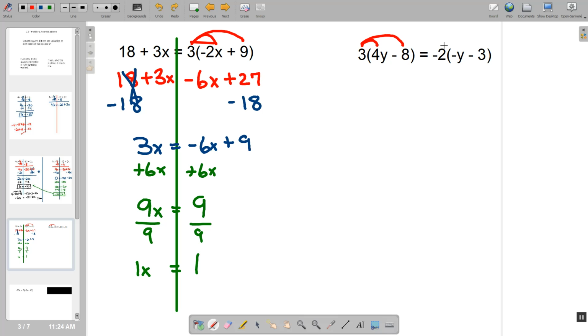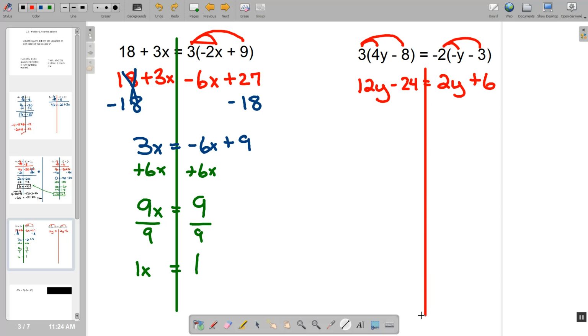First step is double distributive property. So I'm going to get 12y minus 24 is equal to negative negative makes 2y. Negative, negative makes positive 6. From here, I draw my line down the equal sign, and I just solve like I've been solving. Now this time, I'm going to move my x's to the right, and I'm going to move my numbers to the left. Just to do it a little bit differently, I am going to stop doing that eventually. So I get 12y minus 30 is equal to 2y.